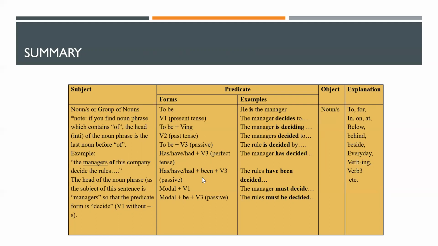So been is actually the verb three of is, right? If you go to this one, the verb 3 of is is been, and then followed by verb 3. So the rules have been decided. And then you can also have modal plus verb 1, so you have must and then decide. Modal plus be plus verb 3 is for the passive one, because we have be plus verb 3 as the identifying passive form.